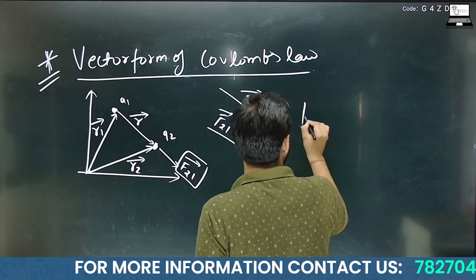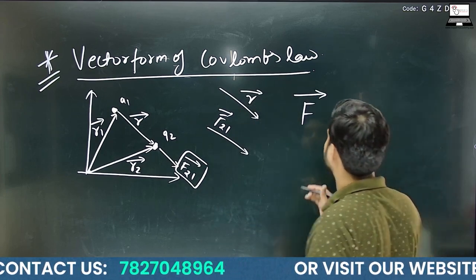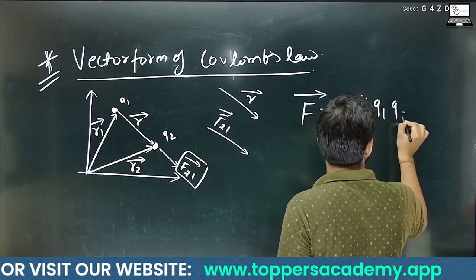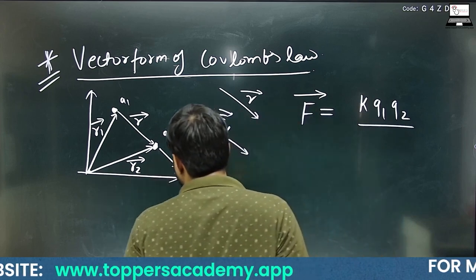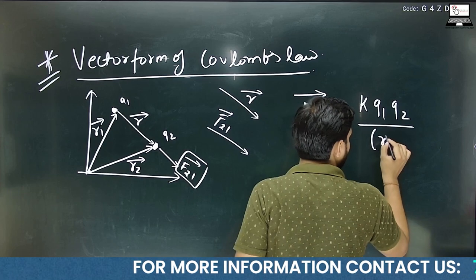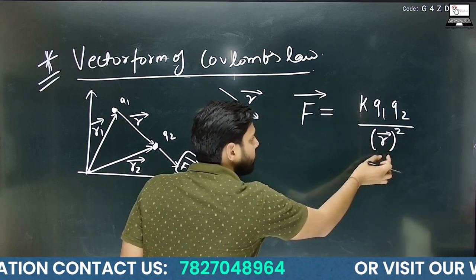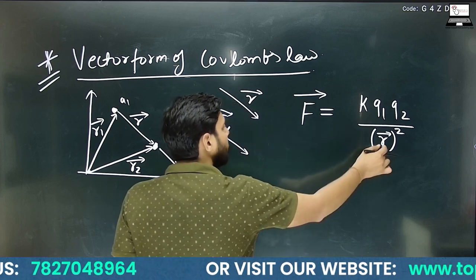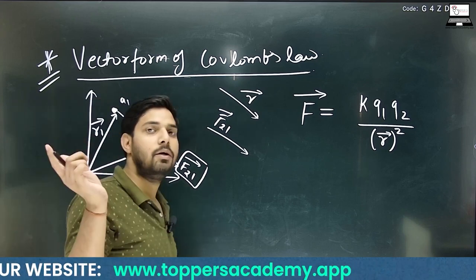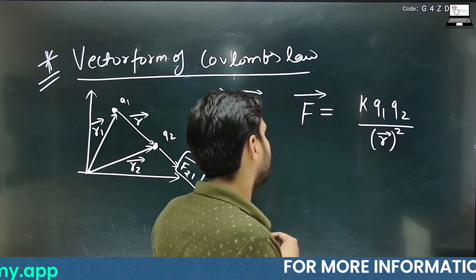So by the formula, if we need to find the vectorial form of force, we can just say KQ1 Q2 upon R square. You can say this is the square of the magnitude of R vector. Clear? You have already studied this in the first or second chapter of physics, which was vector.